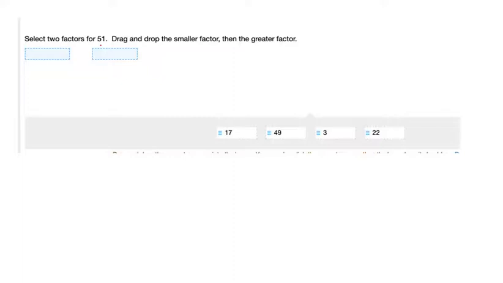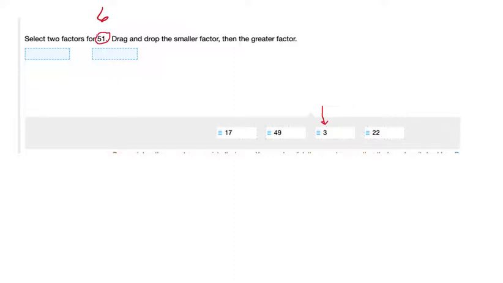Select two factors for 51. Drag and drop the smaller factor and then the greater factor. So which one of these goes into 51? There's a cool trick. I don't know if you know about it, but if you're wondering if 3 goes into something, if you add the digits together, 5 plus 1 is 6. 3 goes into 6, that means 3 will go into 51. That's a cool little divisibility trick for 3s if you're not sure if 3 goes into something. So 3 is one of the factors.